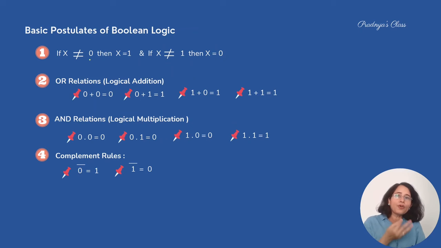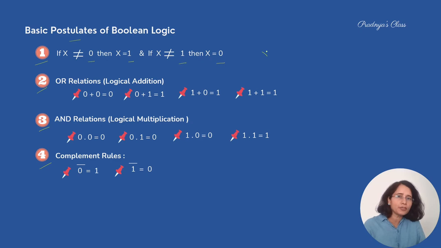So let's move on to the next topic. The next topic is basic postulates of Boolean logic. What are these basic postulates? These are the basic operations of Boolean logic. There are a total of 4 postulates that we have to study. What is the first one? If x is not equal to 0, then it will be 1. If it is not equal to 1, then it will be 0.